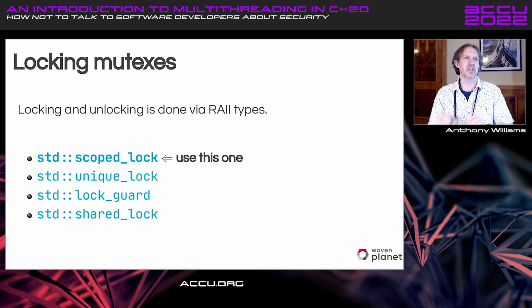Unique lock and lock guard are like scoped lock, but they're the C++11 versions, and you probably don't want to use them. Apart from occasionally you have to use unique lock because it has some nice things like movability, which scoped lock and lock guard don't have. But mostly scoped lock is your friend, and that's the one you should use.